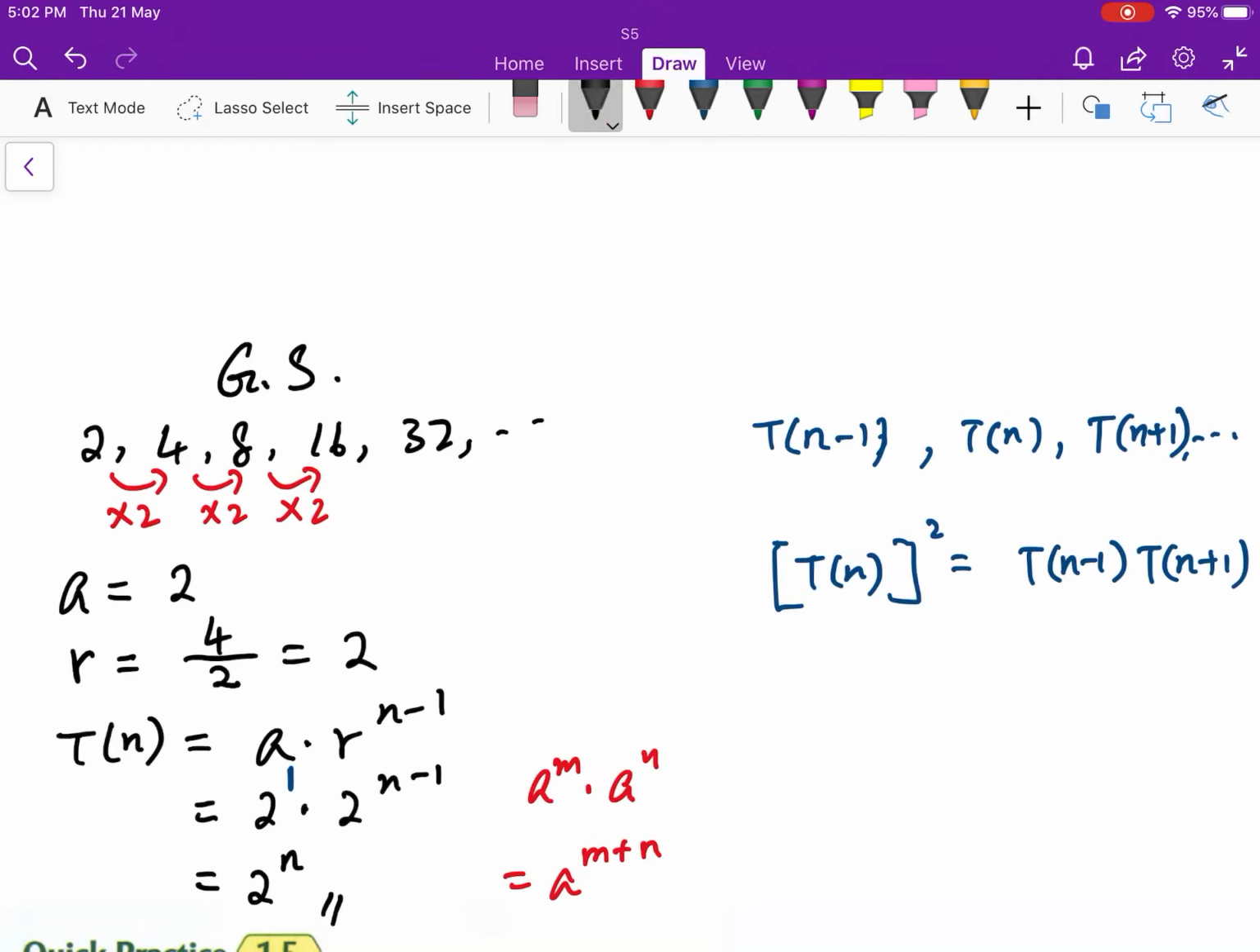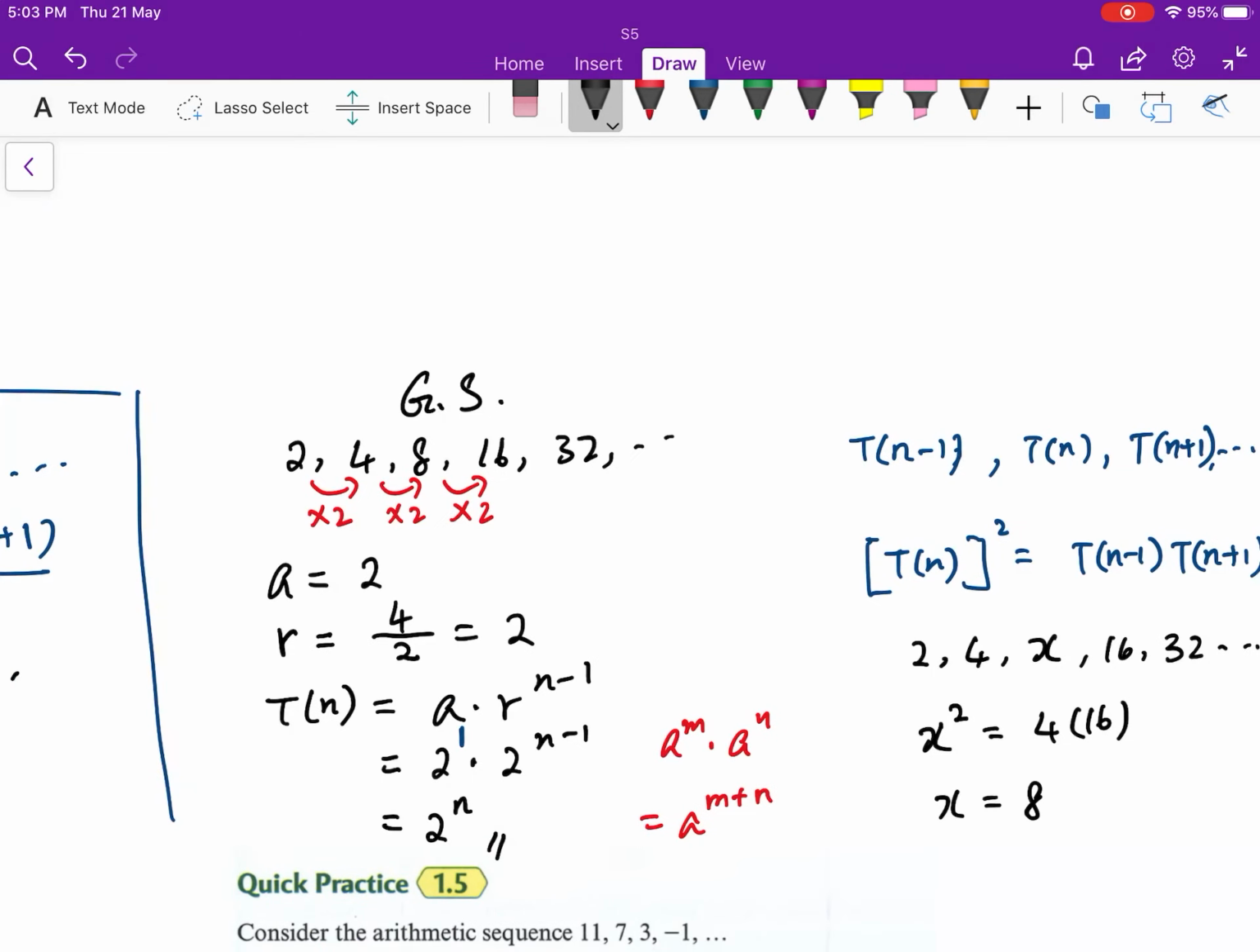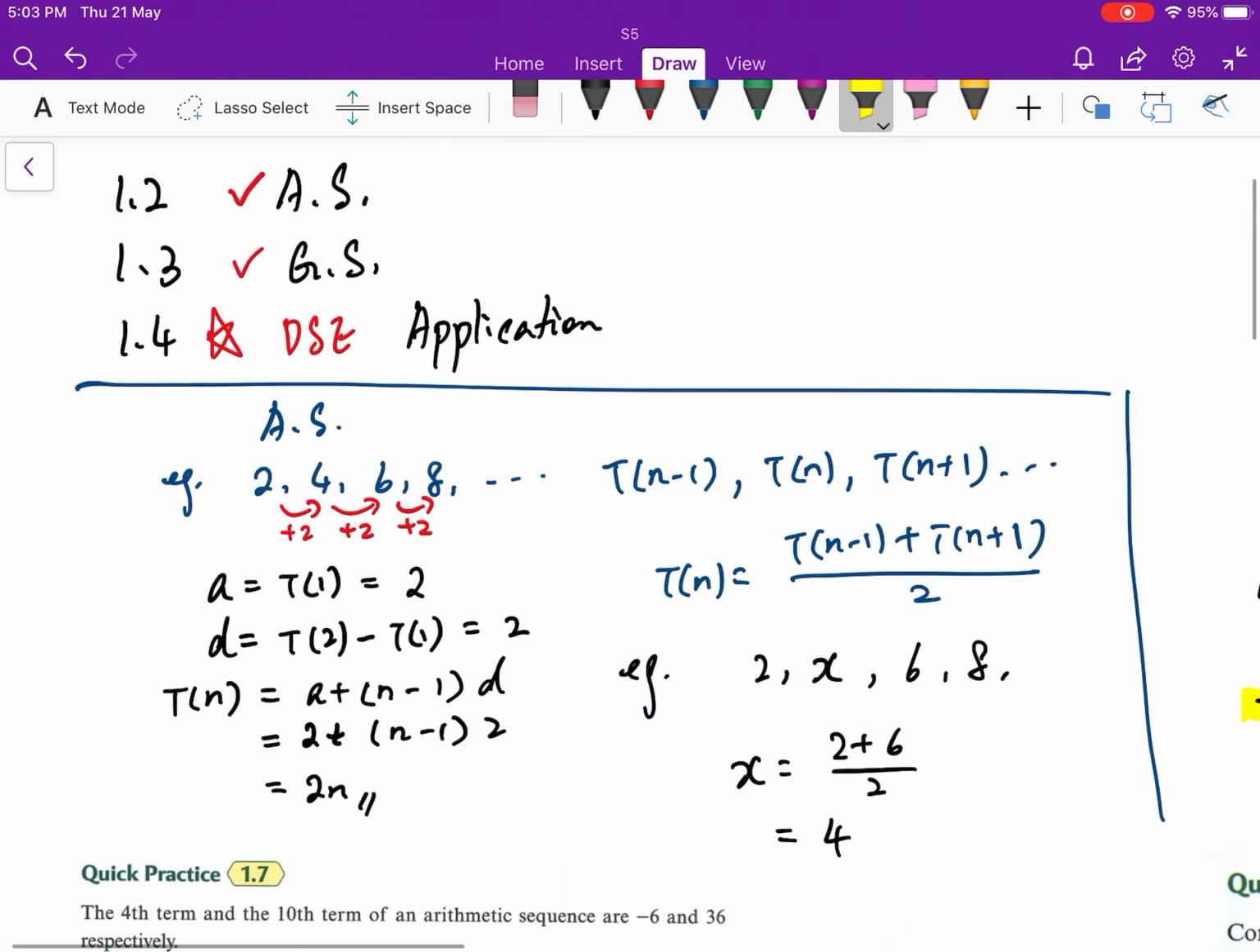Then in the same case, for example, we have 2, 4, x unknown, 16, 32. I want to find the middle one. How can you do it? x squared equals 4 times 16, so x will be 8. Okay, that's it. This is the formula of them. Now be careful: in the questions, just using the general term can already find all the answers. So do remember the general term of the AS and GS.